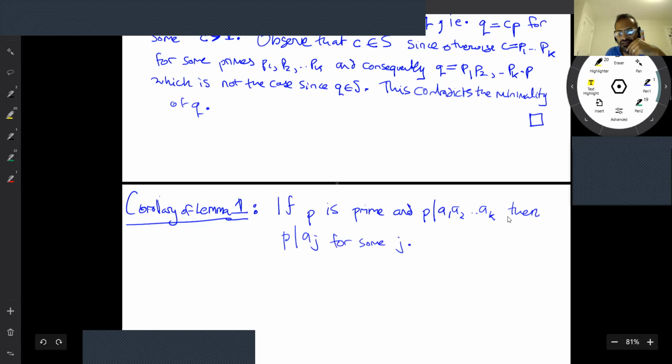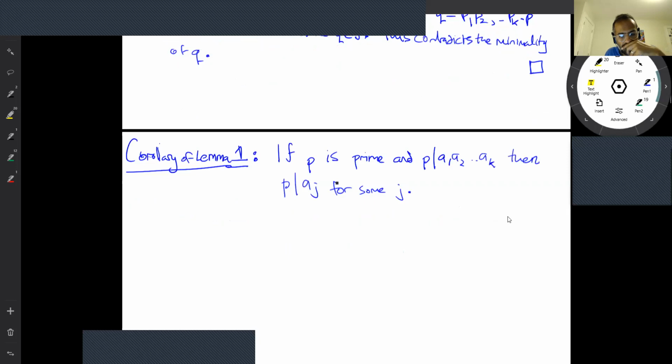So if a prime divides the product of a bunch of numbers, then it has to divide one of them. Is AJ in the series A1 to AK? Yeah. Actually, let me specify this. If A1 to AK are integers, and P is prime, and P divides the product, then P divides AJ for some J in the set 1 through K. Yeah, let's be more precise.